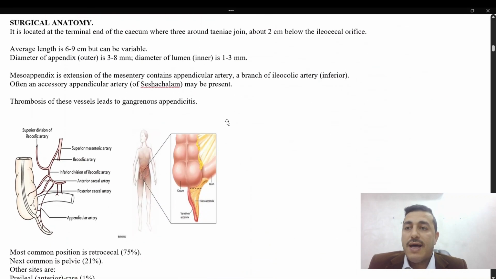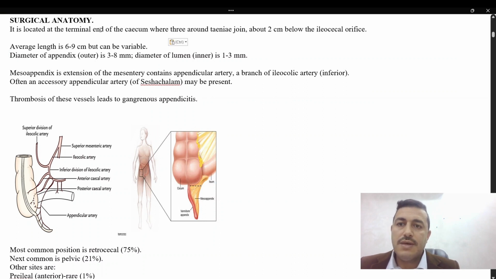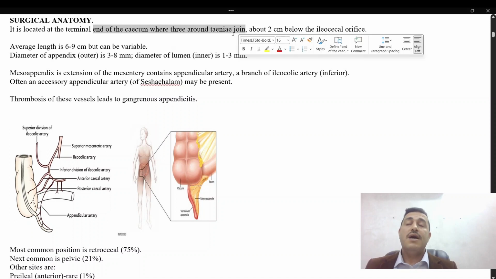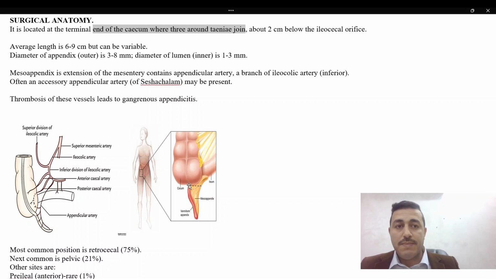Okay, about the anatomy of the appendix. Actually the appendix is located at the end of the cecum. You can see here at the end of the cecum where the 3 tinea coli join, and this is important and has a clinical significance. This is the tinea coli. There are other 2. When they join together, we have the base of the appendix.